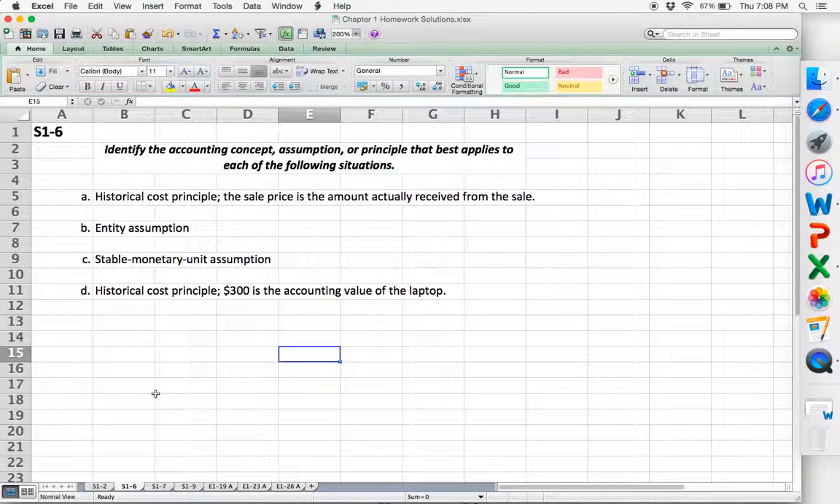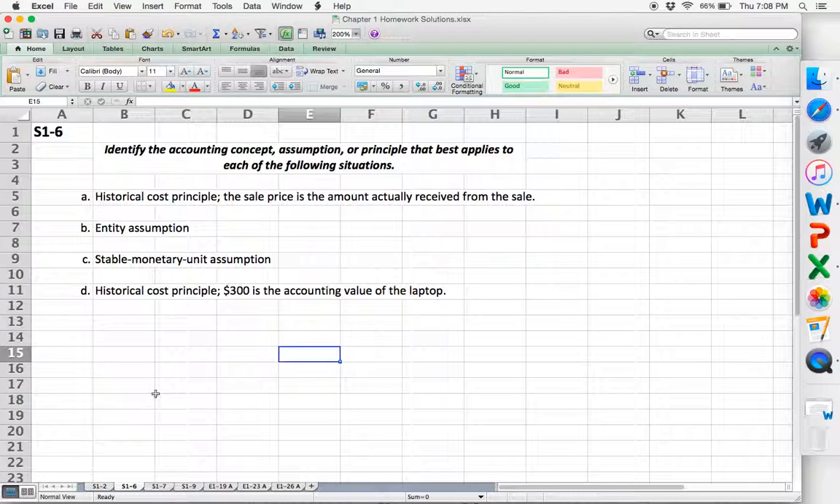So this is a two-part question. First, you're trying to figure out what assumption or principle or concept from accounting is being applied to the situation. And then at the end, you're going to list out which price are you actually going to write down in your accounting books. So first, this is dealing with your historical cost principle. And this involves the amount that you're actually going to write down at the end of the day is the amount you physically paid for that asset.